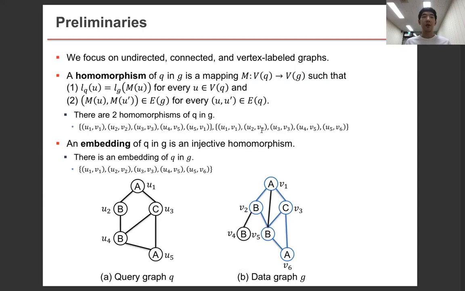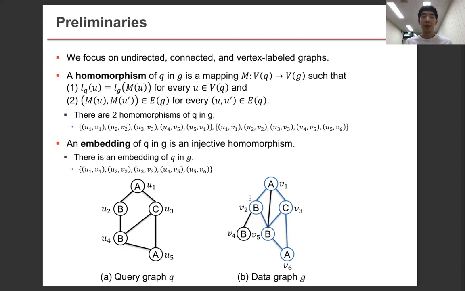For simplicity, we focus on undirected, connected, and vertex-labeled graphs. However, we can easily extend our techniques to directed or disconnected graphs. For given two graphs Q and G, an embedding of Q in G is an injective mapping from Q to G such that the mapped vertices have the same label and the corresponding edges exist. So the subgraph of G shown in blue is one example of an embedding of Q. As you can see, this blue subgraph is identical to Q.